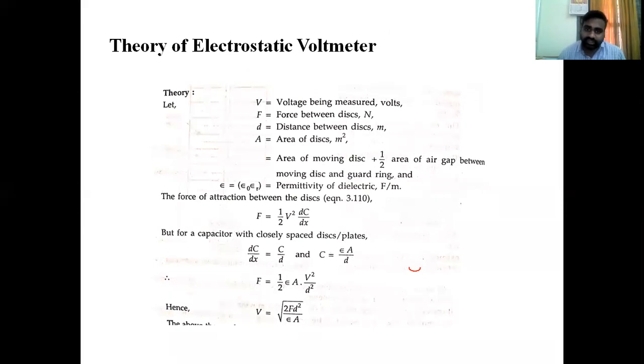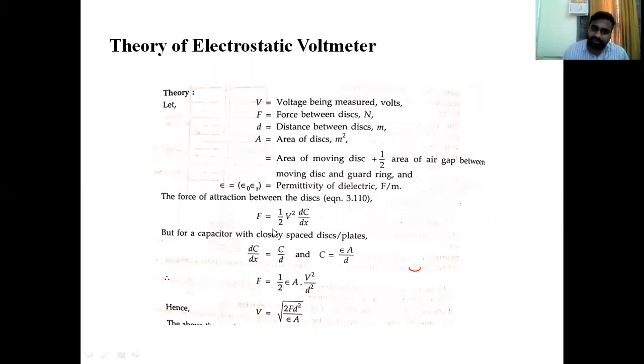If we see the torque expression, let us assume the voltage to be measured, applied between the parallel plates, is capital V, and the force created between the movable disc and the fixed disc is F. The gap between the two discs is small d, and the area of the disc is A. Permittivity depends on the material chosen for the disc. The force expression of the electrostatic voltmeter is half V square dC by dx.